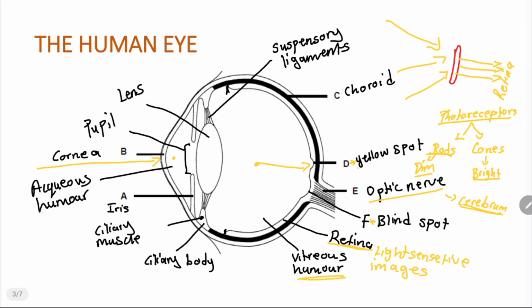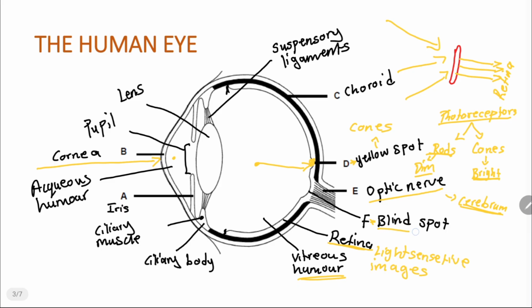How is the yellow spot different from the blind spot? The yellow spot has a very high concentration of cones. So there are a lot of those photoreceptors that we refer to as cones, but there are no rods. So in the yellow spot, there are strictly cones, but no rods. We might remember that cones are responsible for vision in bright light. So the yellow spot is regarded as the center of clearest vision, because it has a very high concentration of cones without any rods.